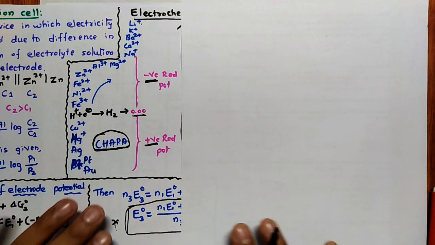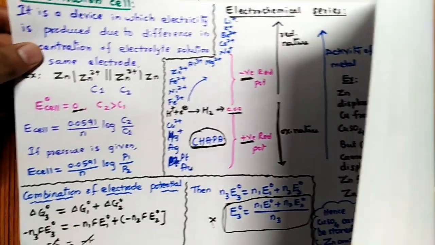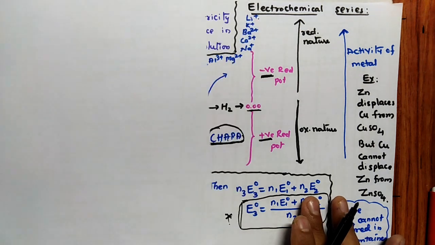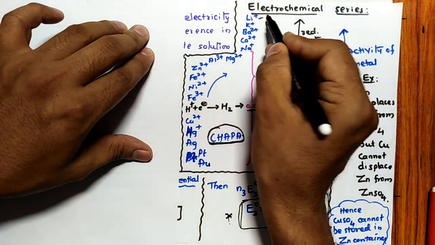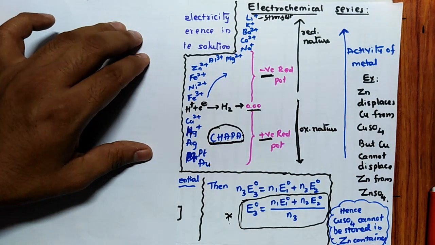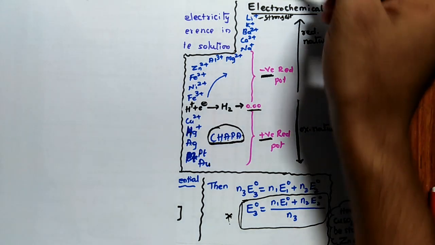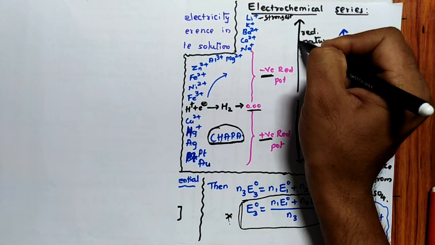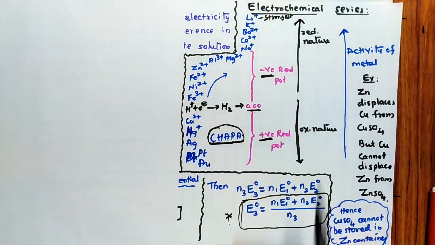Then another important thing to remember is its application: we can easily select reducing and oxidizing agents. We know that lithium is the strongest reducing agent in the periodic table, element wise. See, reduction potential increases in this direction, the arrow mark towards this side means it is increasing. Reduction potential and oxidizing nature increase as you come down, towards positive reduction potential.